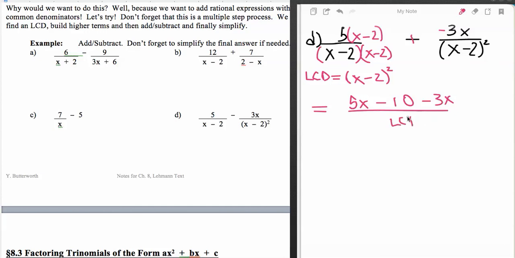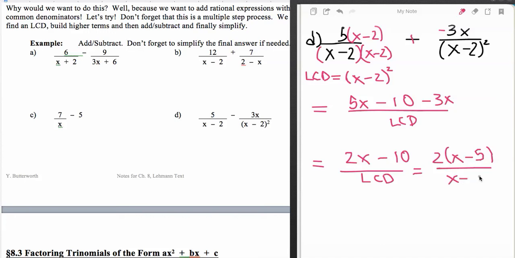I don't want to get writer's cramp, so I'm going to write that least common denominator, and then I'll simplify my numerator, 5x minus 3x, which is 2x, and then minus 10, and that's all over my least common denominator. Then I'll factor my numerator. 2 comes out of those, GCF, right? Minus 5, and then that's all over my least common denominator, and I'll put it back in this time, x minus 2, quantity squared. Nothing cancels, but it still needs to be factored.